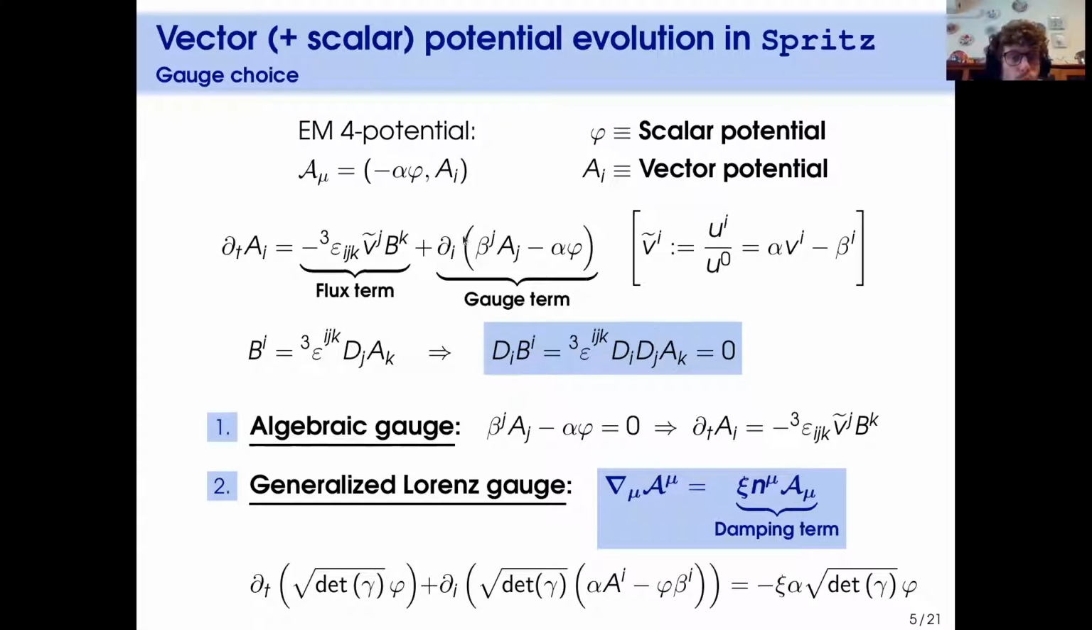Because you have a gauge term here, you have to choose a gauge, right? Currently in Spritz, two gauge choices are implemented. The first one is the algebraic gauge, which means setting the gauge term to 0. But this is found to be not very suitable for BNS evolutions. This is the reason why we also implement the generalized Lorenz gauge, which is basically a Lorenz gauge with a damping term on the right-hand side. If you choose this latter gauge, you also have to solve a time evolution equation for the scalar potential phi, which is this one.